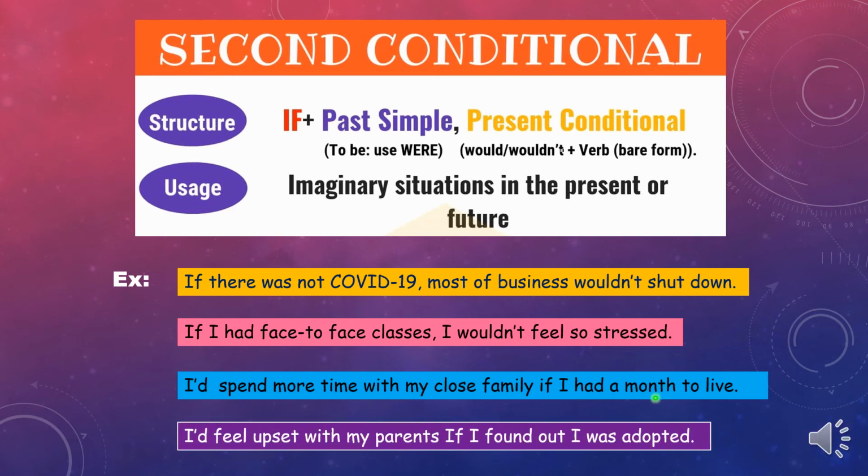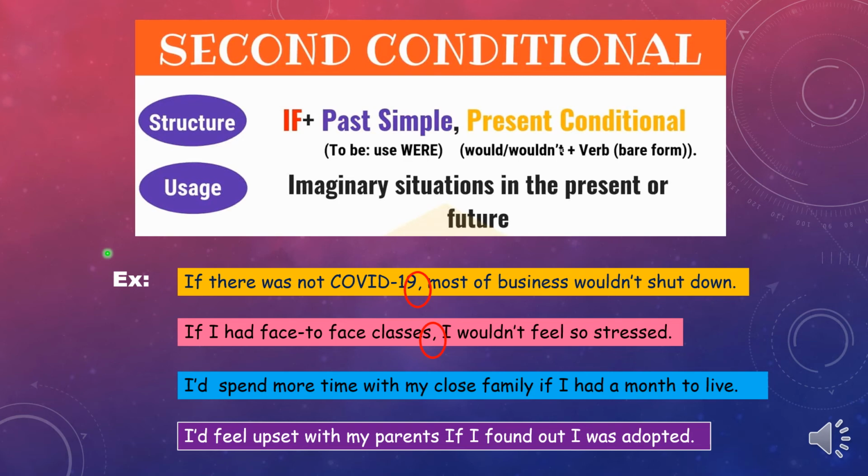Next, I'd feel upset with my parents if I found out I was adopted. Me sentiría decepcionada de mis padres si descubriera que soy adoptada. Okay, again, I have the if here, I have the if here. So what comes next is past simple. Si tengo el if en medio, lo que viene después debe ser pasado simple. Okay? So now, let's analyze something else. Analicemos algo más. Look.